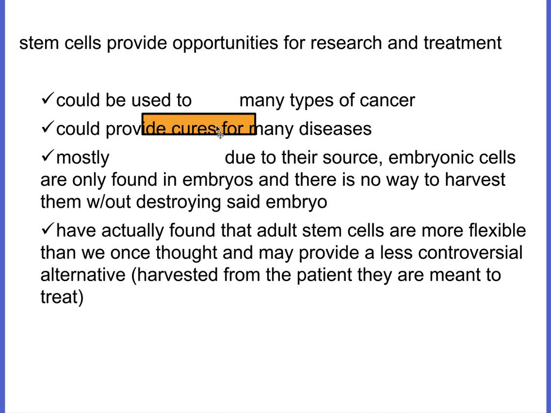Otherwise, mostly stem cells are controversial because the stem cells that would be the most useful are the ones that come from embryos, and that's a problem, obviously. We have actually found that some adult stem cells can be a little bit more flexible than we thought. Remember I said that once they learn something, they can't forget it? That's what we ultimately want to do.